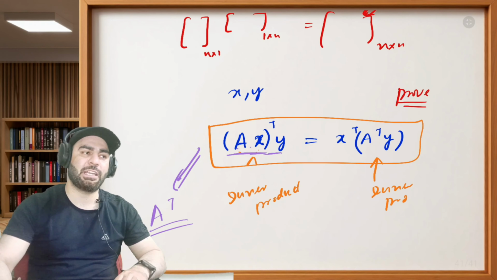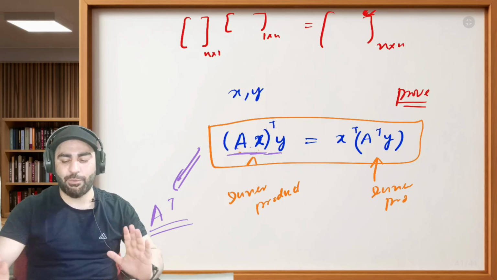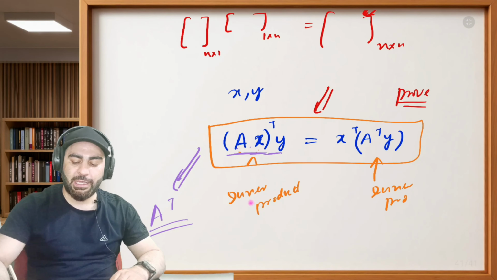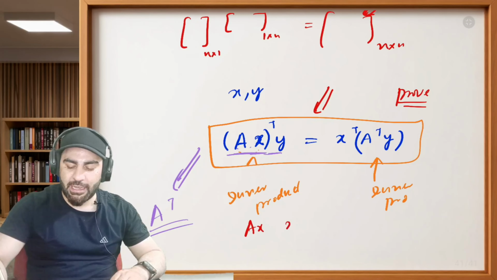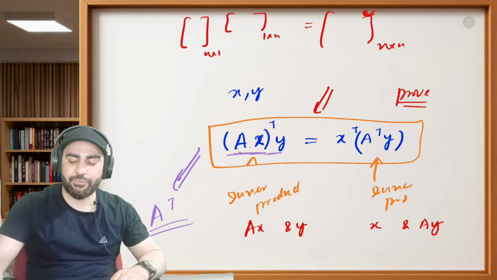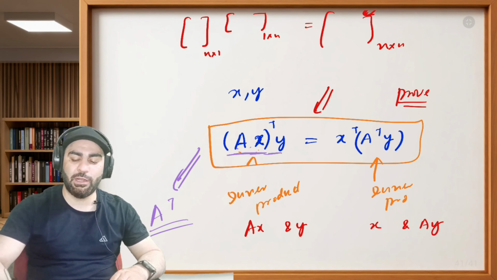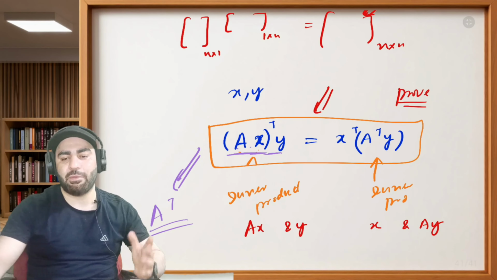Whenever you are given some statement, you should be able to dissect it down and prove it. But these are the properties that hold. So you see here the inner product is between Ax and y, and the inner product here is between x and Ay. This inner product and this inner product are equal, and this is because of transpose, and the proof of this is quite easy.